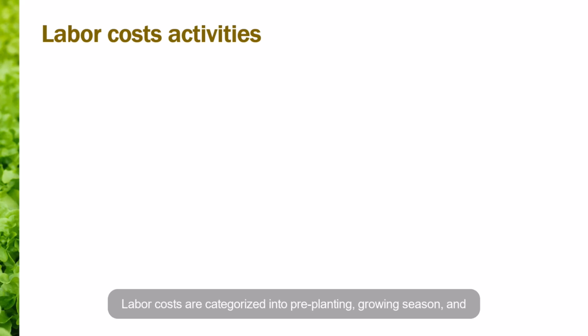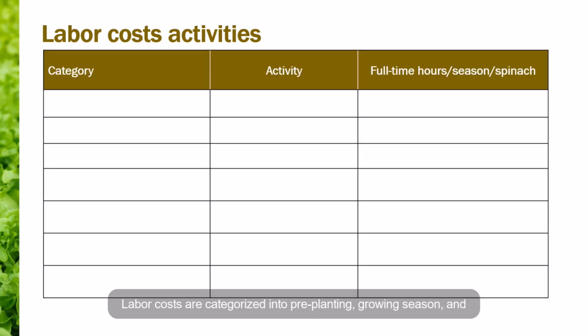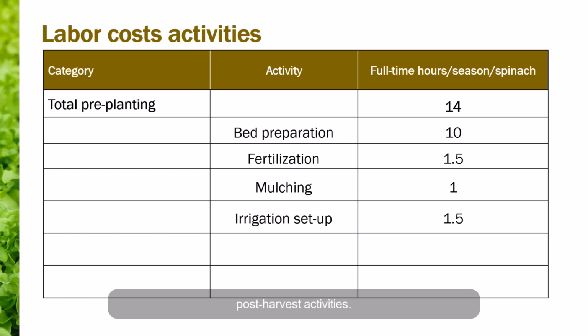Labor costs are categorized into pre-planting, growing season, and post-harvest activities. Pre-planting activities include bed preparation, fertilizing, mulching, seeding, or transplanting, and other planting activities commonly used in spinach production under high tunnel.